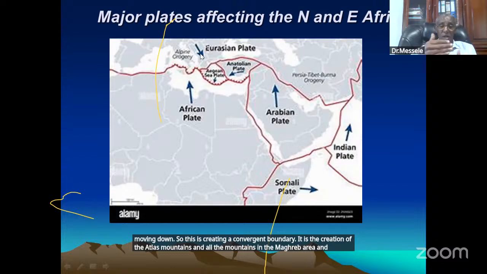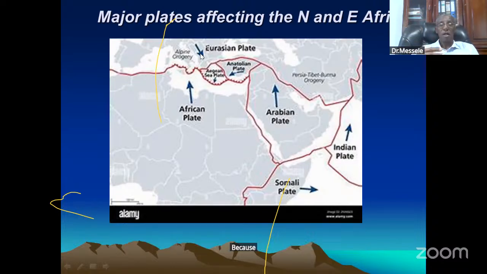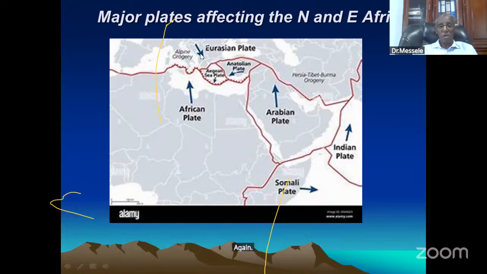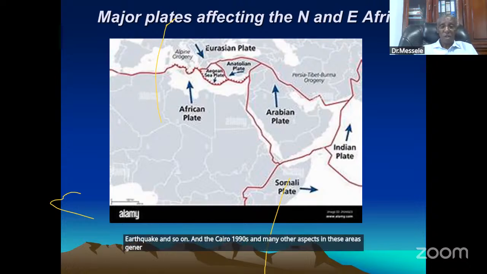All these are caused by these two plates colliding, and this generates earthquakes, like the 1917 Algeria earthquake, the Agadir earthquake, and the Cairo 1990 earthquake, and so many other earthquakes in these areas generated by this collision. Then the East African system is the Arabian plate. The African plate moves upward. The Arabian plate moves up, but at different rates. That's why we have earthquakes in the Rift Valley.